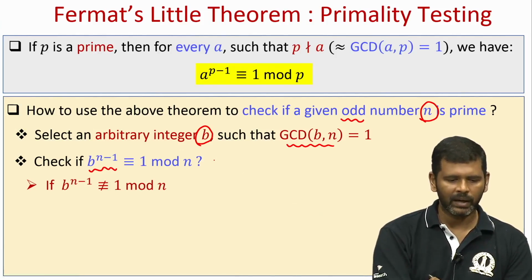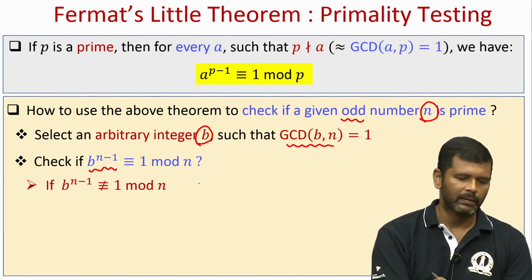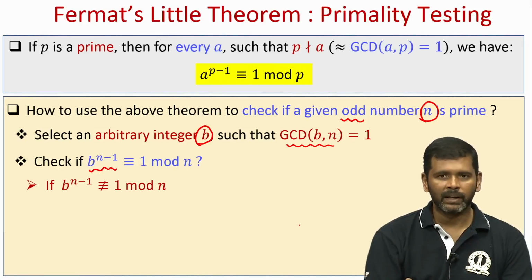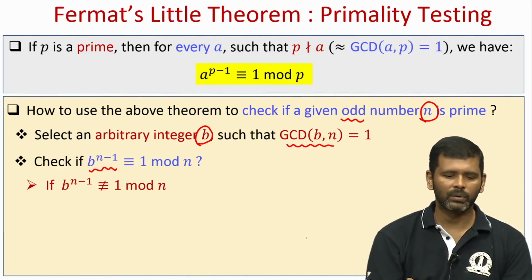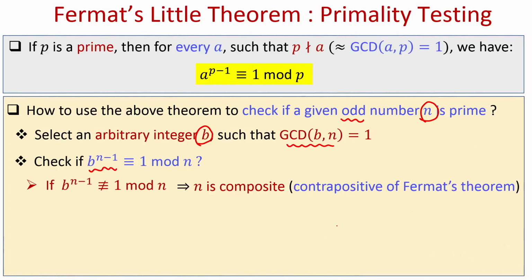Now, you will get either the answer yes or no. If you see that b to the power n minus 1 is not congruent to 1 modulo n, then you can simply declare that the given number n is composite, because that comes from the contrapositive of Fermat's theorem. So, Fermat's theorem is that if you have a number a which is co-prime to p, and if p is prime, then a to the power p minus 1 will give you 1 modulo p.